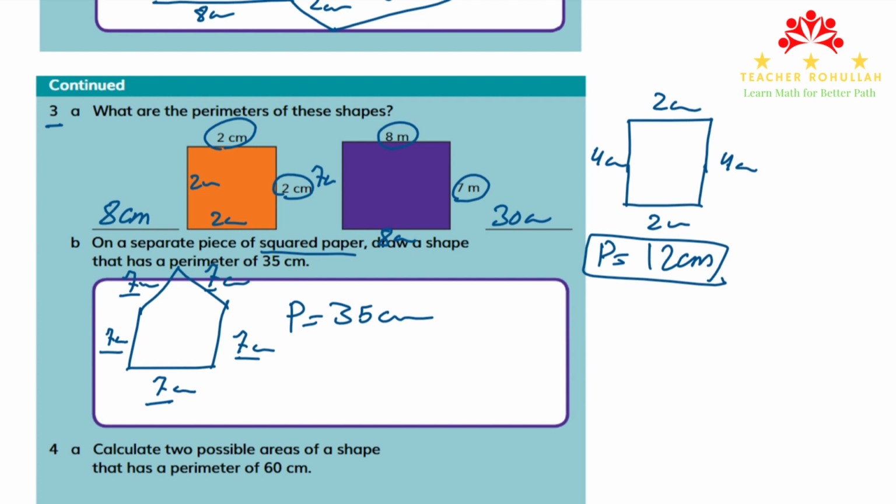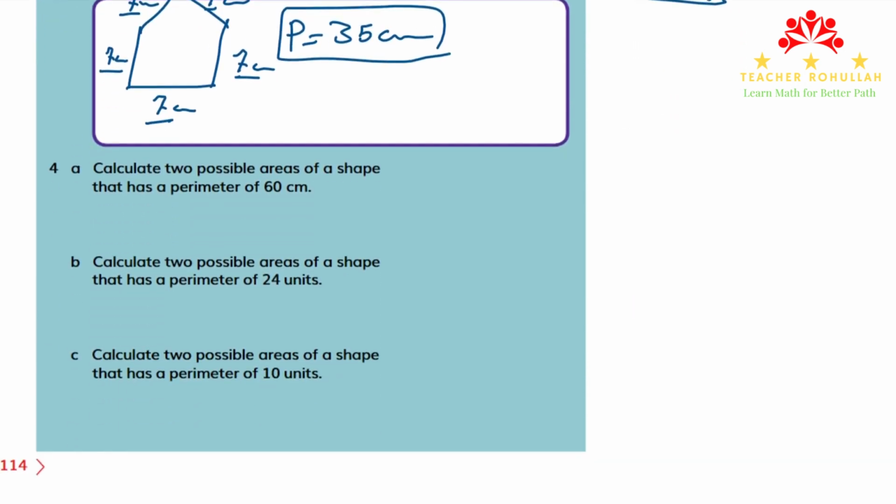This is a pentagon, and each of the sides of this pentagon is 7 centimeters. So we could find a shape that has a perimeter of 35 centimeters. It does not specify what type of shape you have to draw. You can draw any sort of shape. So I could draw a pentagon out here. Let me scroll down to move to question number 4.